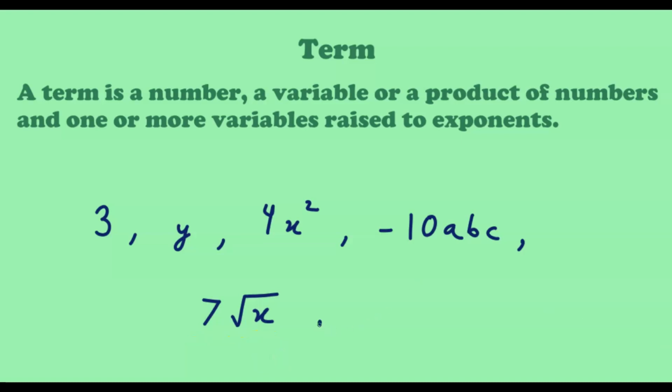Let us consider another example. We have 64 divided by x to the power of 3. Now note that we can write 64 divided by x cubed as 64 times x to the power of negative 3. So once again, we have the product of a number and a variable raised to an exponent. So 64 divided by x cubed is also an example of a term.